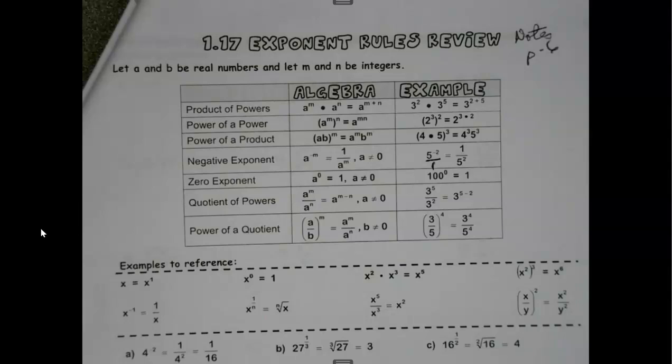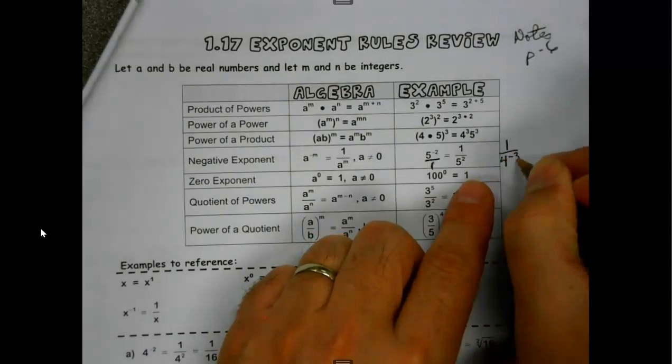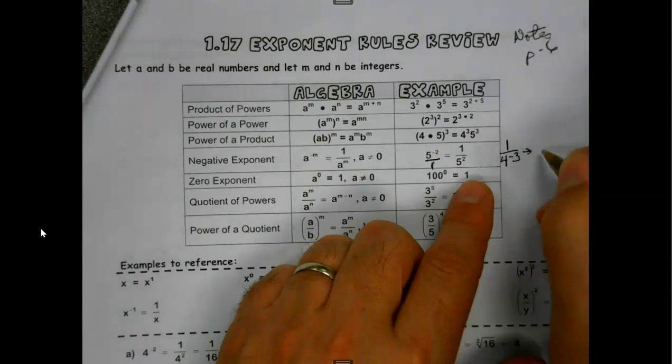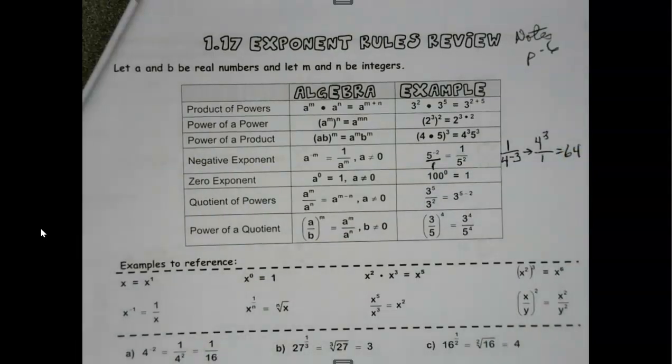That also works the other way around. So like if you had 1 over 4 to the negative 3rd, you also could flip that up to the numerator and get an answer that way. So that's interchangeable, depending on where it's at.